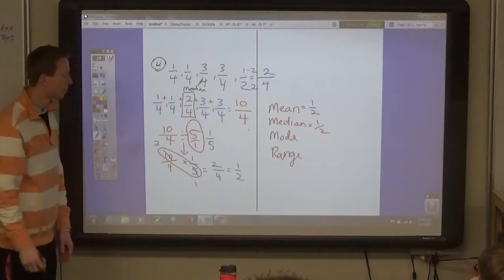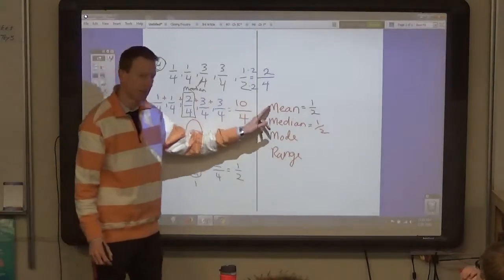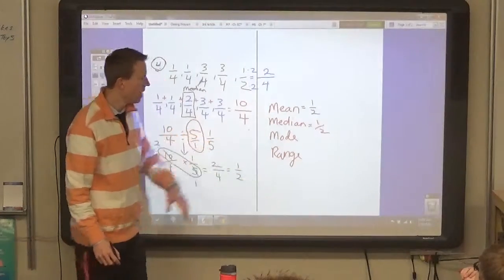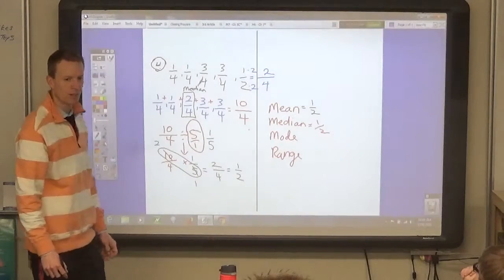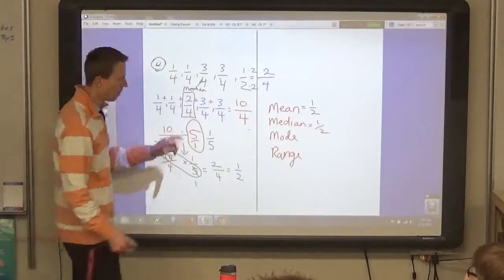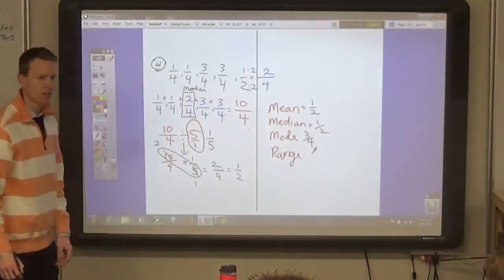Okay? Then add them up and divide to find the mean. Then find the mode. What is the mode? It occurs the most often. 3/4. Very good. And the range.